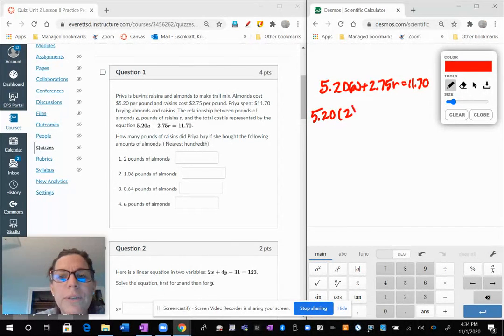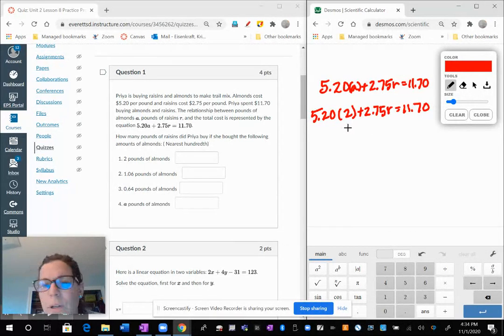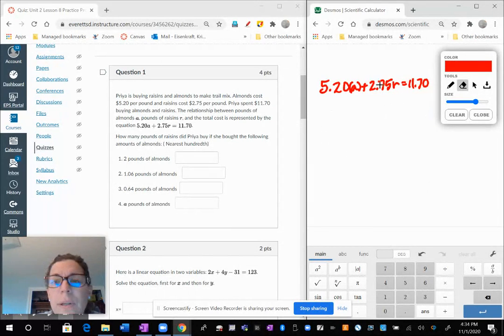We would plug the 2 in, and we would notice we have a bunch of math to do, because we would have to do 5.20 times 2, subtract it from 11.70, and then take that answer and divide it. So what they are hoping that you notice is instead of doing all that work every time, since we are going to plug in a whole bunch of different amounts of almonds, let's just see what happens if we isolate the raisins on their own right now.